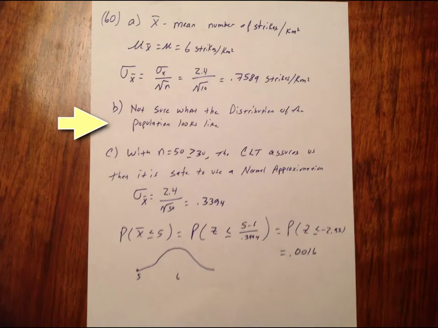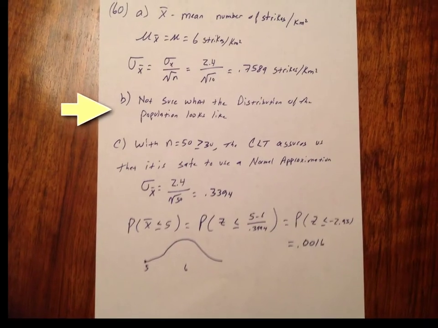The reason why we can't calculate the probability that the mean lightning strikes is less than 5 based on a sample of 10 is because we do not know what the population distribution looks like. If we had a larger sample size, we could actually do the problem, but not with the sample size of 10.